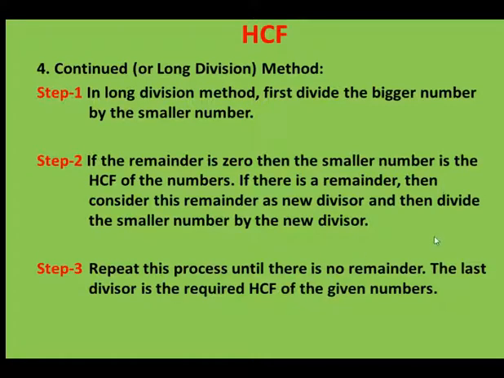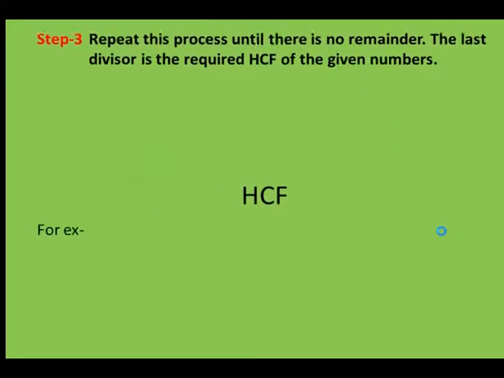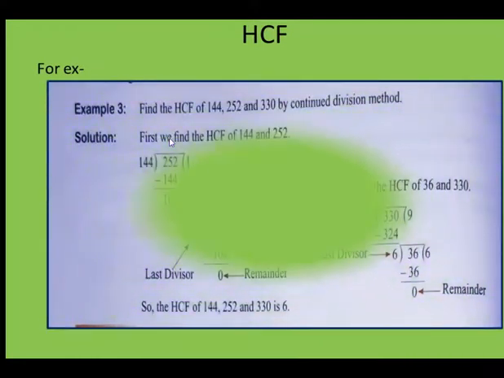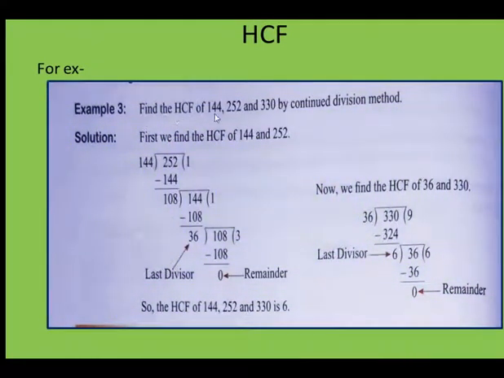Let us see an example to understand it. We need to find the HCF of 144, 252 and 330 by the continued division method. First we will find the HCF of any two numbers. I have taken 144 and 252. The smaller number is 144 and the bigger is 252. So 252 divided by 144: 144 one time gives 144. Subtract and the remainder is 108.